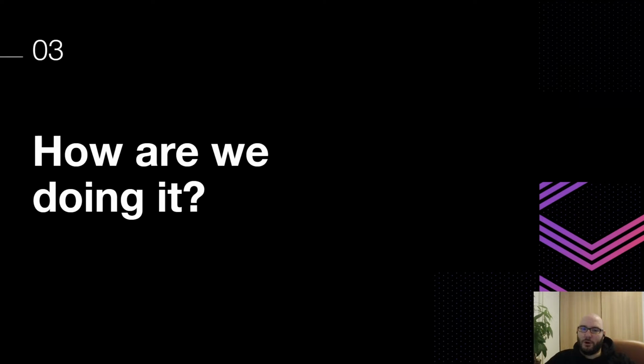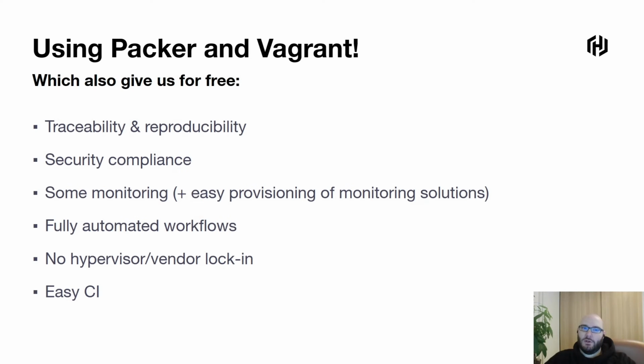So how are we doing this in particular? What is the toolchain that we are using for this? It's pretty easy. We're using Packer and Vagrant. And these also give us all these points for free that we had right in the beginning: traceability, security compliance, easy CI, and so on and so on.